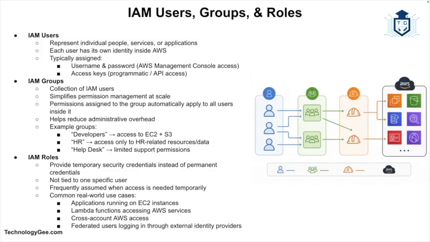And then you have the HR group, where they would only have access to specific data only. And then you have roles, and these are used for temporary access. These are commonly used for applications, cross-account access, and federated users. So just understand that roles, they are huge in real-world AWS environments and in IT in general.